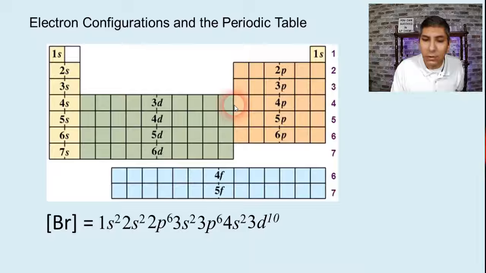And now 4p, that's our destination. So we don't want to pass that. It's 4p, and it's the 5th box into that section. So it ends with 4p5. So that's how you can write the electron configuration for bromine.